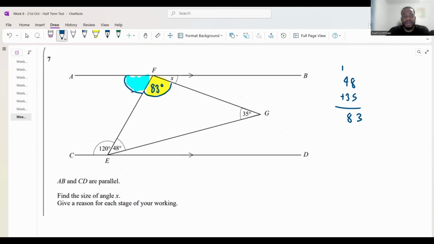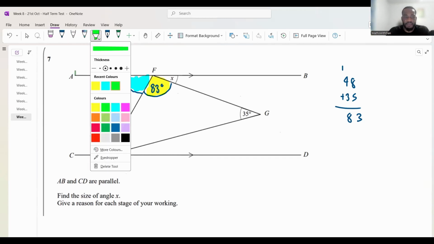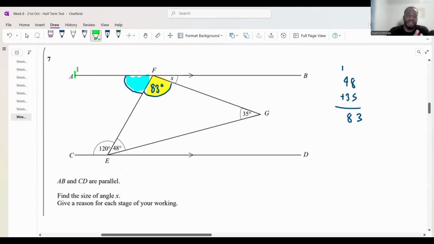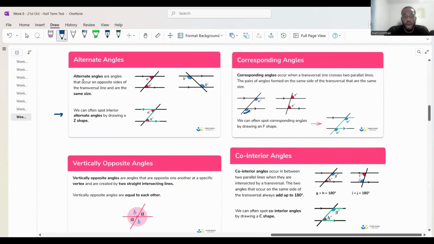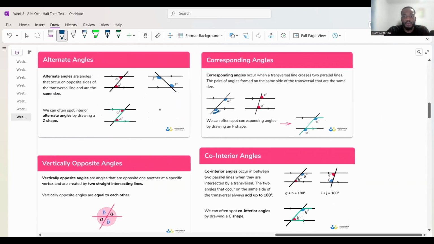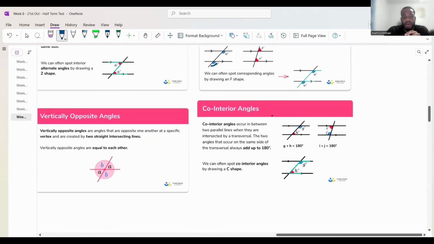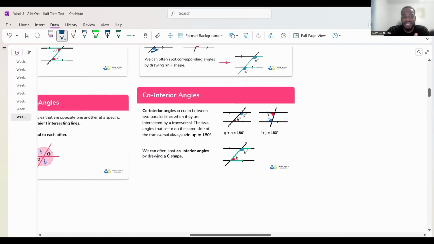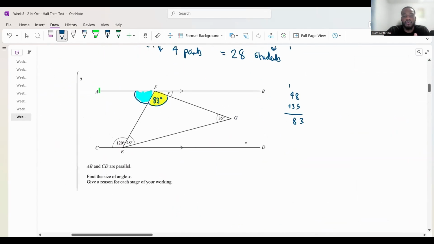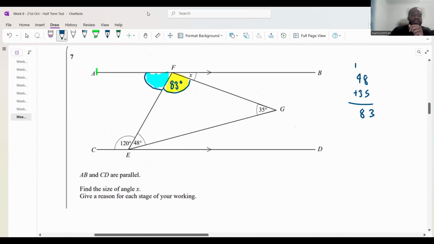Okay. Now this one in blue, guys, right? Which rule is this? Out of the four rules, right? We've got these. I'll let you glance at it again, right? We've got alternate angles at the top, which is a Z shape. We've got corresponding angles, which is an F. We've got vertically opposite, which is an X. And we've got co-interior angles, which is a C, right? Which rule do we think the blue angle represents in terms of how to calculate it? What do you guys think?